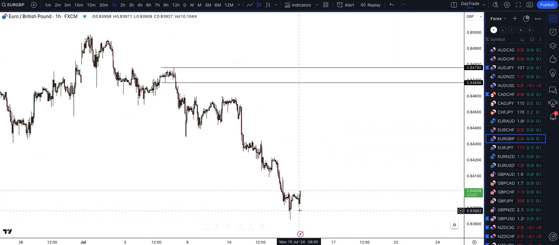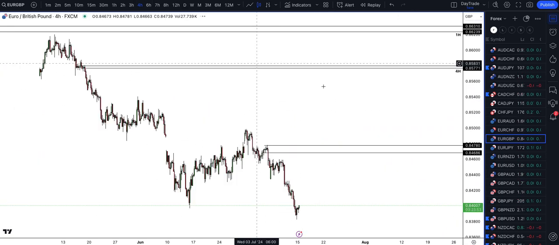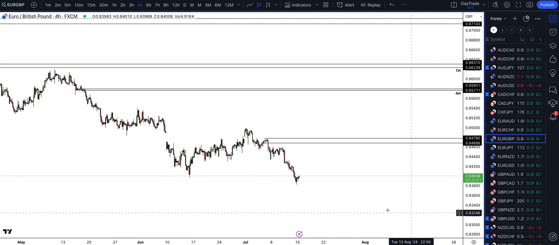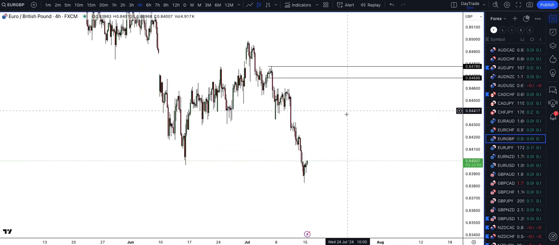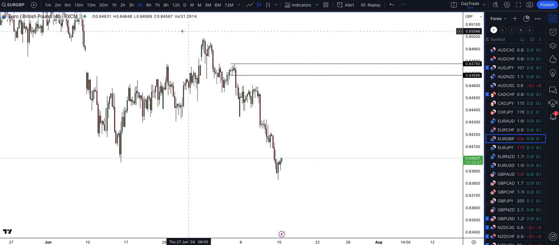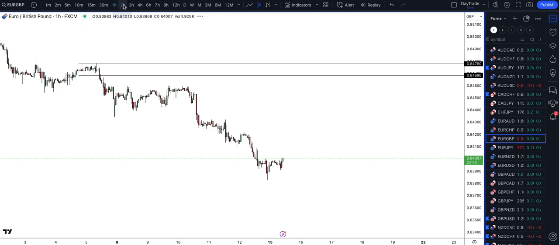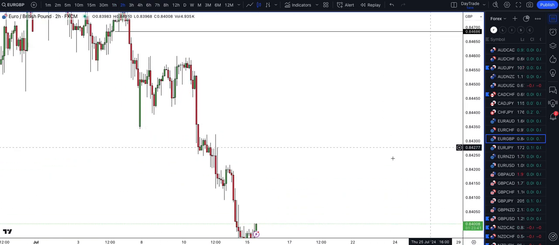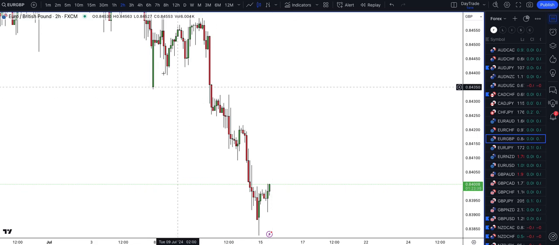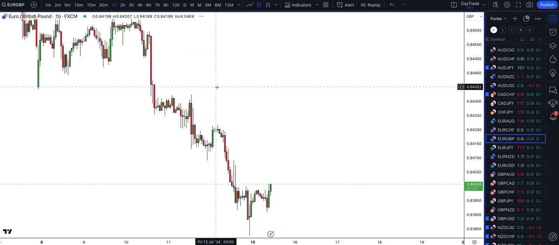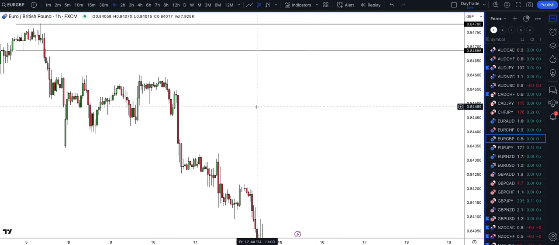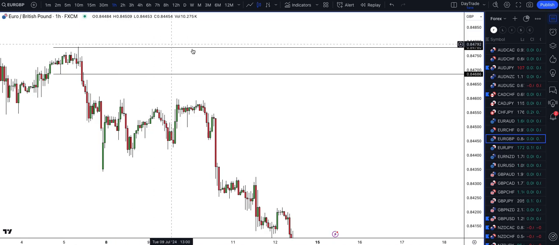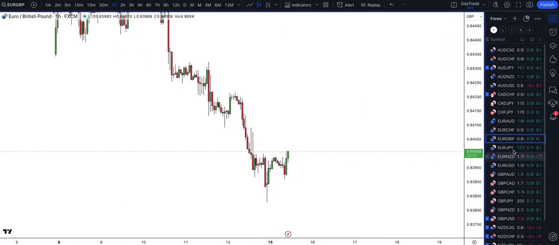Okay, euro pound. So this is another pair that is actually normally quite difficult to trade with the supply and demand zones. It doesn't really respect them that well very often. Let's see, nothing really here for us to even look at. I'm not even going to bother.